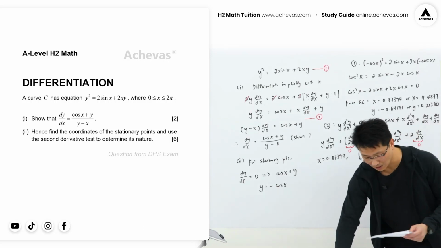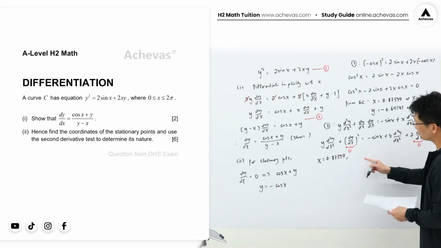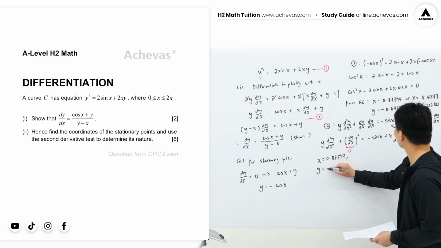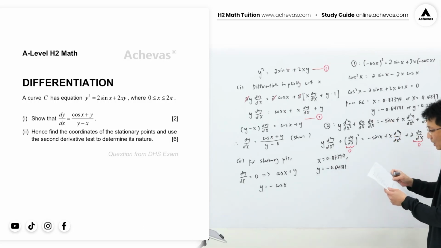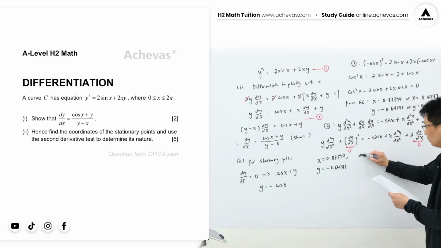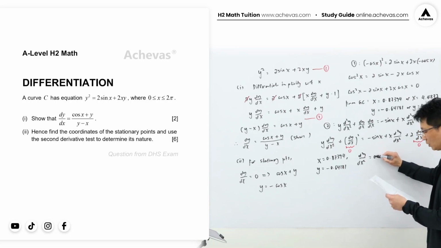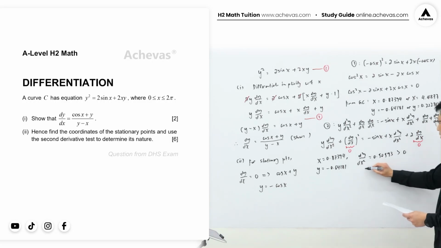So for this part here, if we were to sub in this expression, and we are going to also sub in the value of y here. Let me just write down y equal to minus 0.64181. And doing a bit of simplification, we should be able to get d squared y over dx squared to be equal to 0.50593. For this case, it will be greater than 0, and this will imply that this is a minimum point.